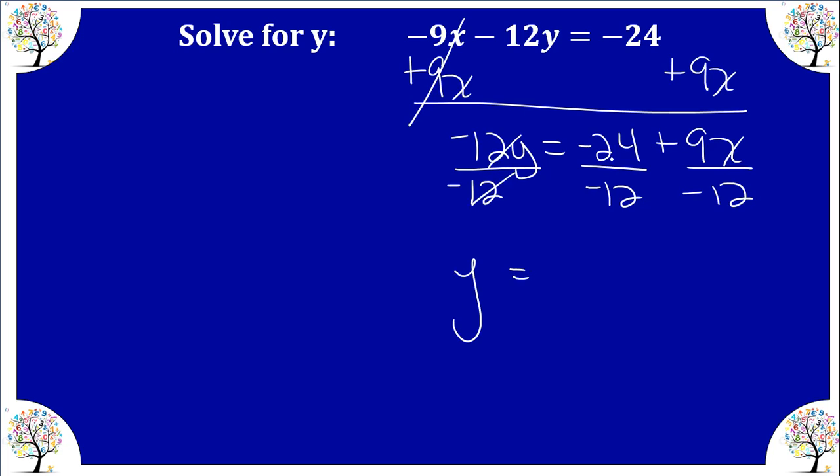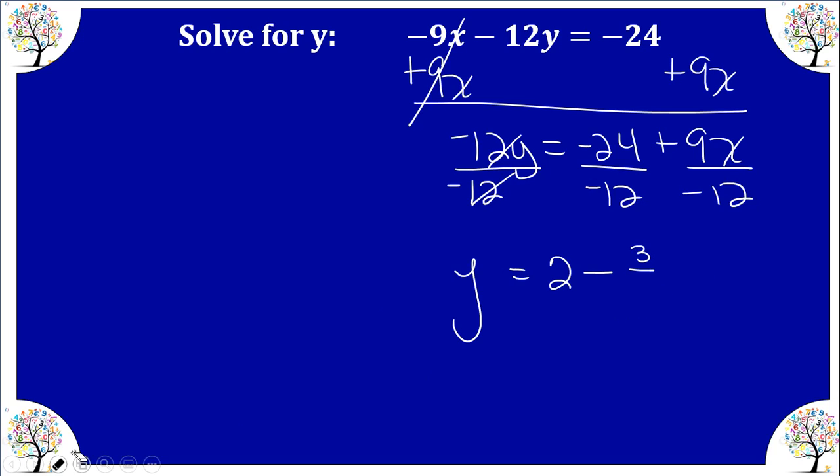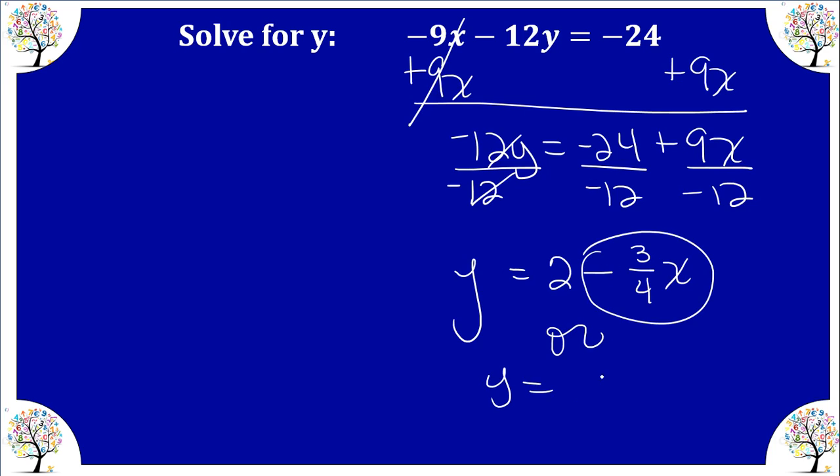Y equals, so this is going to be a positive 2. A positive divided by negative is negative, and I'm going to just simplify this. 3 can divide into both 9 and 12. Well, let's divide that out. So that should be 3 over 4, so minus 3 over 4x. I'm going to rewrite it so that the x term is out front, and this is a plus 2, positive 2. So I hope this helps.